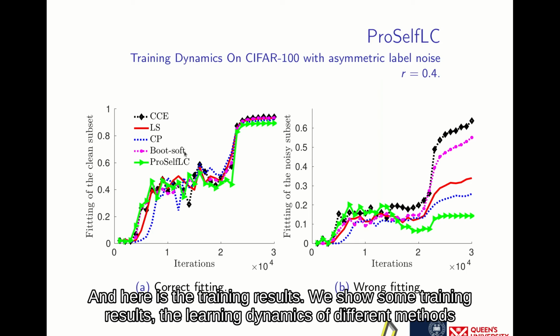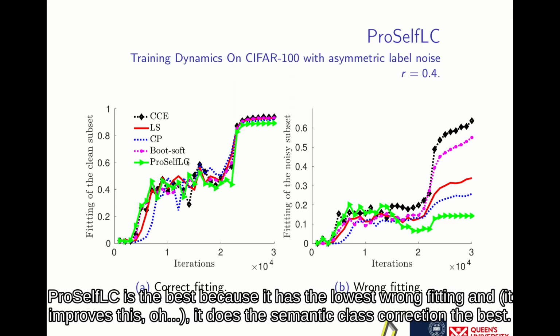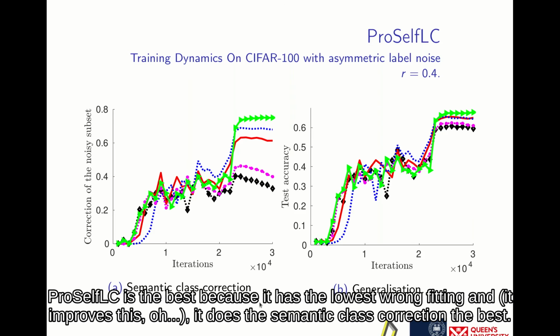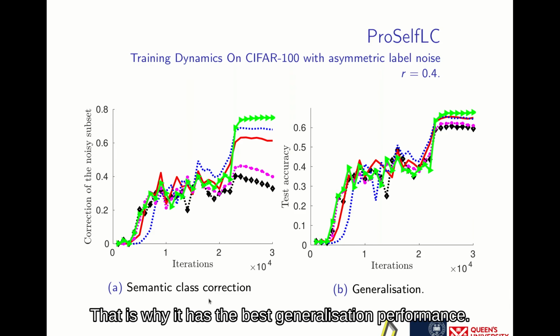And here are the training results. We show the learning dynamics of different methods. ProSelfLC is the best because it has the lowest wrong fitting. It does the semantic class correction the best, and that is why it has the best generalization performance.